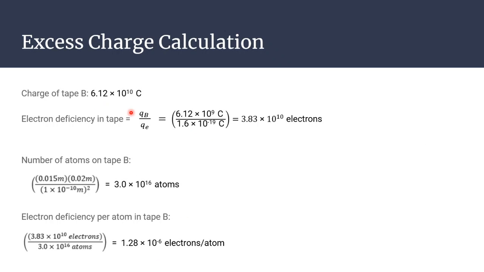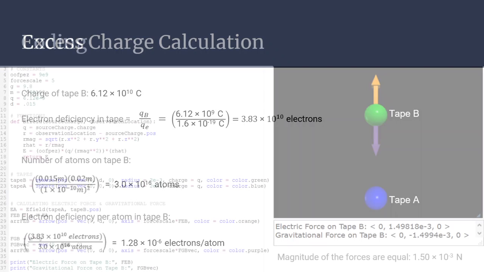Using our charge on tape B, we divided that by the charge of a single electron to find the electron deficiency in the tape, and we found that to come out to 3.83 times 10 to the 10th electrons. We also found the number of atoms in tape B by using the conversion factor of 1 atom per 1 times 10 to the negative 10th meter, and that came out to be 3 times 10 to the 16th atoms. Then, using these two values, we found the electron deficiency per atom in tape B to be 1.28 times 10 to the negative 6 electrons per atom.